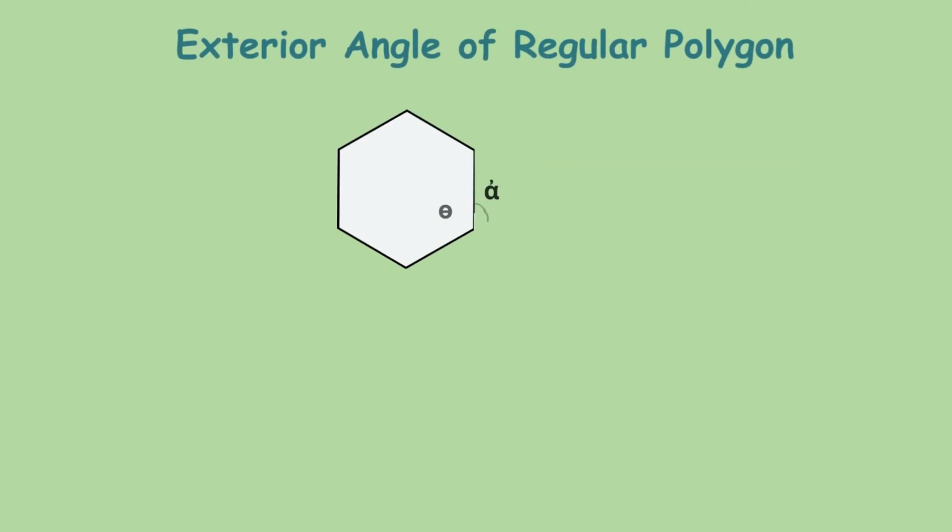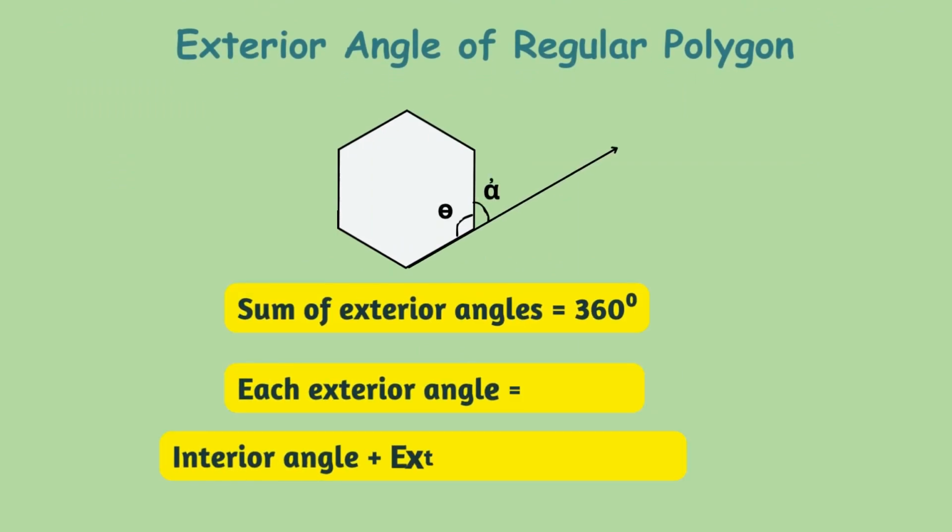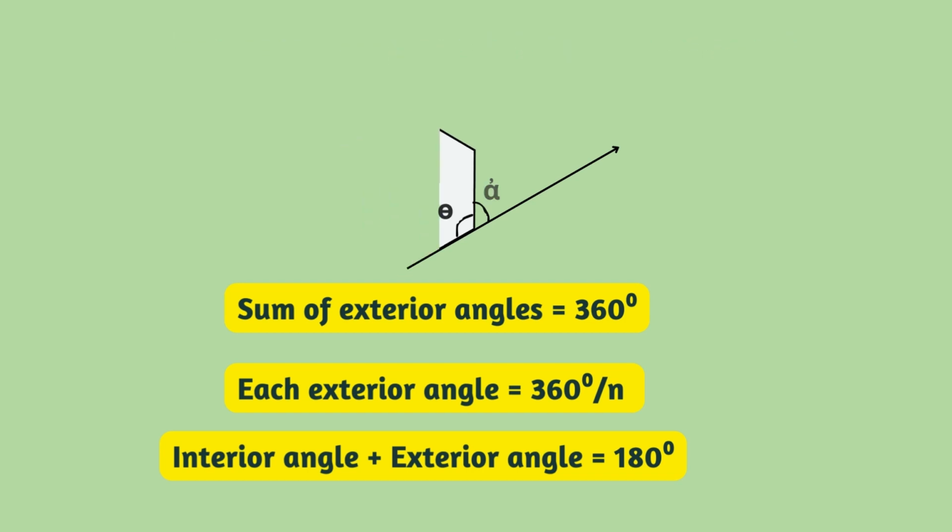Next, we have formulas related to exterior angles of a regular polygon. An exterior angle of a regular polygon is formed by extending one of the sides of the polygon beyond the vertex. So here the angle marked as alpha is an exterior angle. Sum of all exterior angles of a regular polygon is always 360 degree, and each exterior angle is given by 360 degree divided by n. Sum of interior angle and exterior angle of a polygon is always 180 degree. Here theta plus alpha is 180 degree.